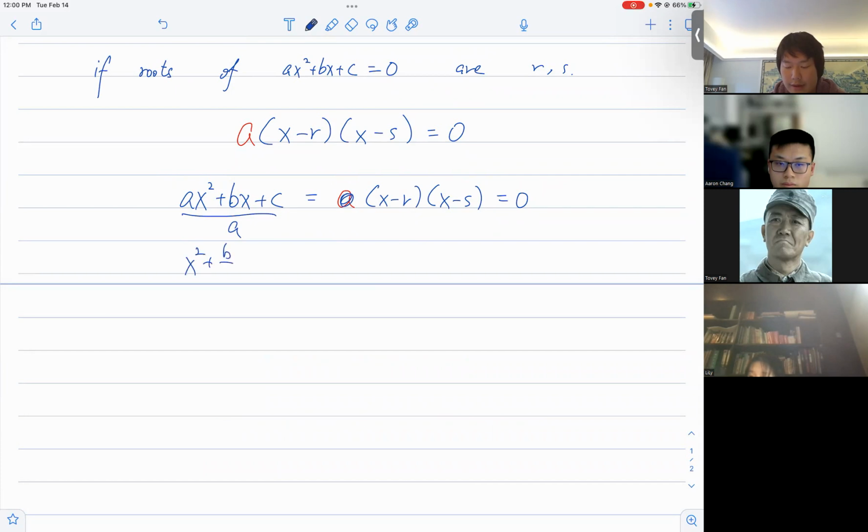x squared plus b over a x plus c over a. This is fine as well, right? Because if you divide by a, the other side is 0, it doesn't really change anything. So both are fine. Okay, you can do anything.